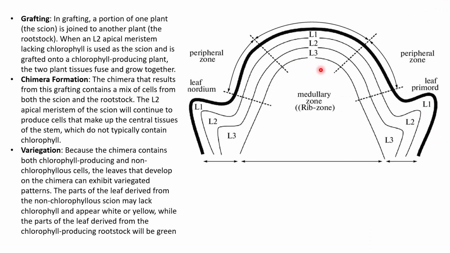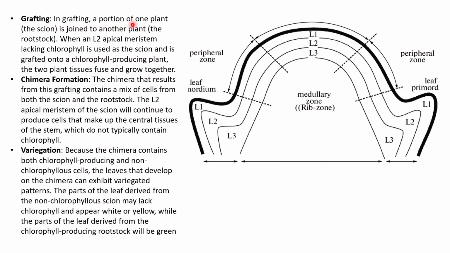Now if you see, this is what a magnified image looks like. L1, L2 and L3, the three layers. We have peripheral zone here, the rib zone or medullary zone, and this is the central zone that I was talking about. So what we do, we graft.